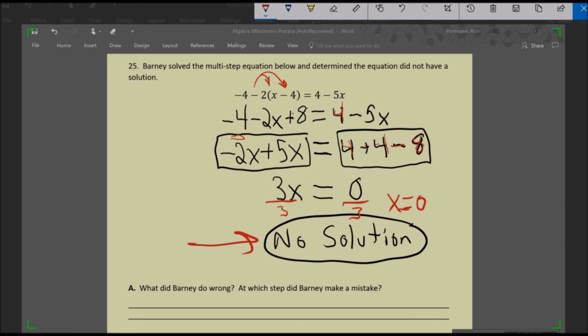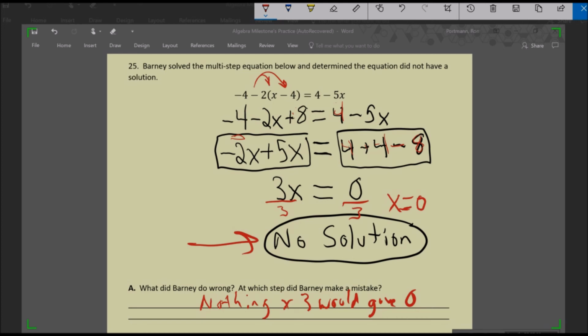So what did he do wrong? He said nothing times 3 would give you 0. That's a false statement. All right. 0 times 3 would give you 0. At which step did Barney make a mistake? He made a mistake right here. We already pointed an arrow to it.